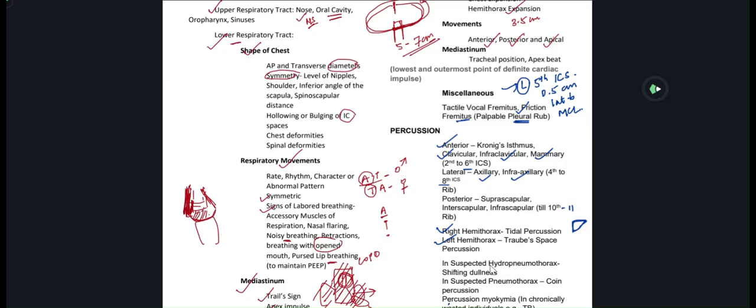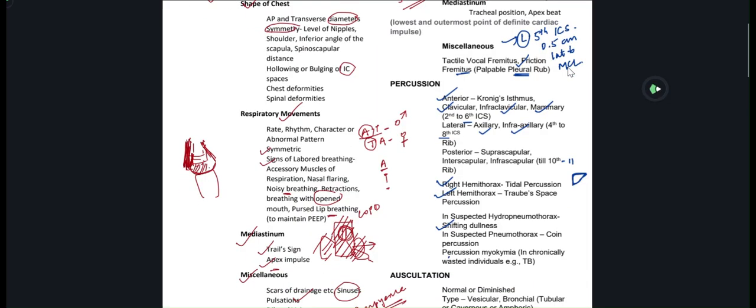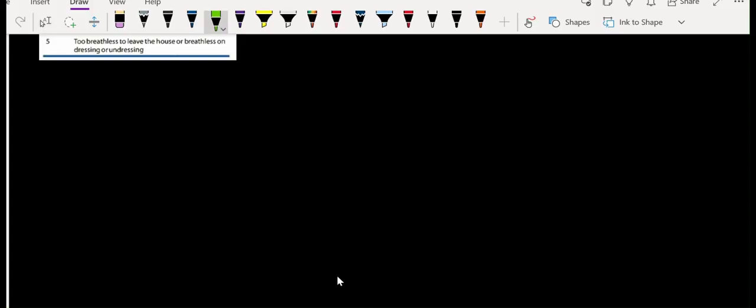Now, if you have a suspected hydropneumothorax in the patient, then there is something called shifting dullness, which you have to elicit. And in suspected pneumothorax, a coin percussion has to be elicited. Any patient who appears to be chronically malnourished with a very thin build, loss of nutrition, you have to look for percussion myoedema, which is a phenomenon associated with weakened muscles over time. Okay? So an overview is enough for us, and let's discuss percussion.